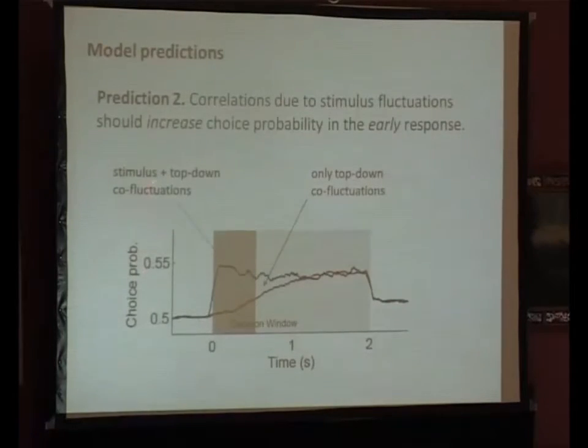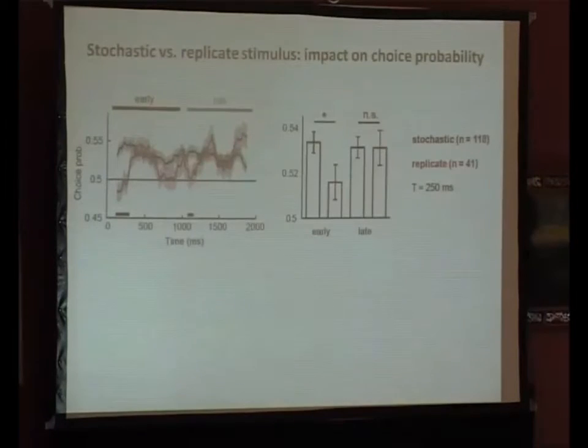So the next prediction is, if there's really an impact of the stimulus fluctuations, then, as I just showed you in the model, if you have stimulus and top-down co-fluctuations, we should see sustained choice probability. But in the replicate stimulus condition, the temporal fluctuations in the stimulus are the same in each trial, but there's no fluctuation from trial to trial. So the early component of choice probability should be reduced in this condition. And this is also what we see in the data here. This again is for a specific window of 215 milliseconds.